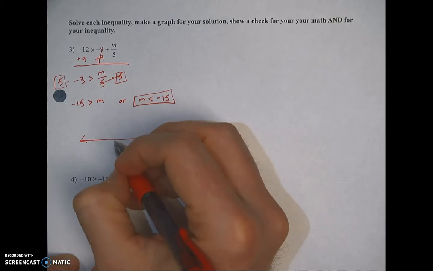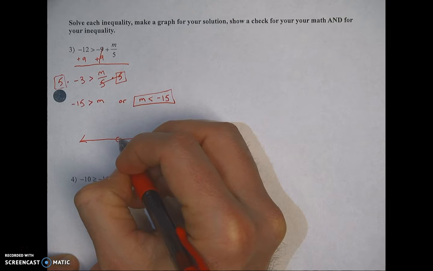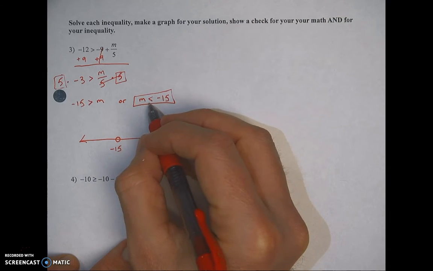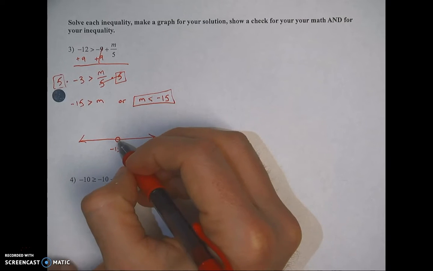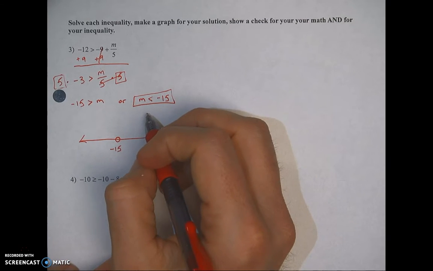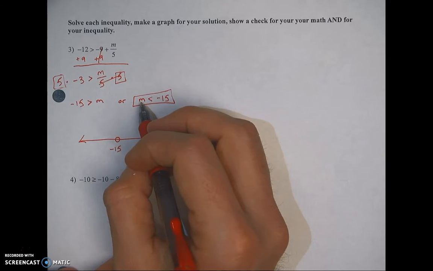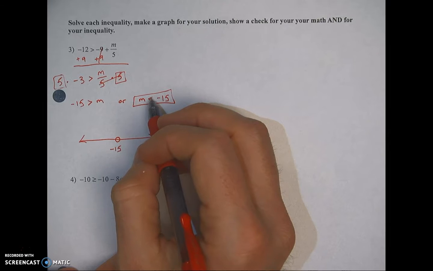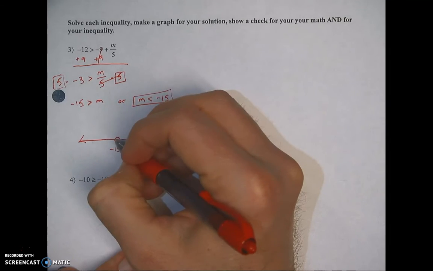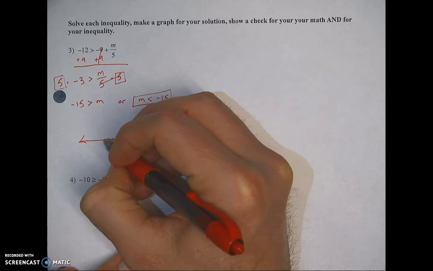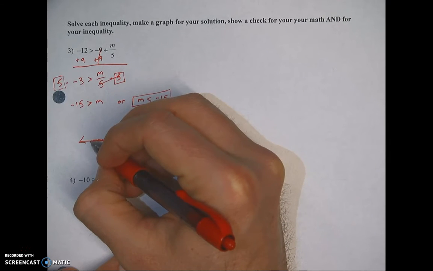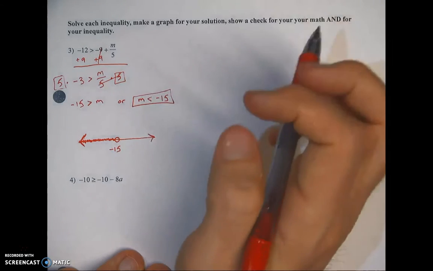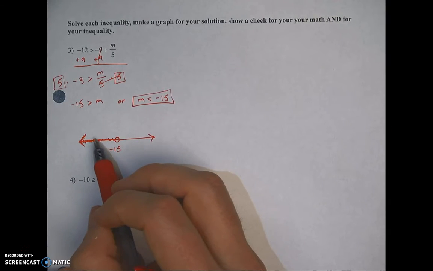Don't need to do anything fancy with the graph. We're going to put an open circle at -15. It's open because there's no equal sign underneath of this. Okay, so we're going to leave it open. -15 is not a possible answer. The possible answers for m is everything less than -15. So not -15, just everything less than it. So all the numbers less than -15 on a number line are to the left. So we're going to shade all the way left, put an arrow showing that it goes on forever in that direction. You don't have to put any numbers here.